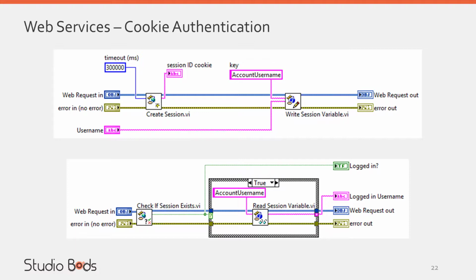As soon as you create a session, you can also write session variables. Here I'm writing the account username variable, where I put the username of the user that logged in. When I receive a new request on my web service, I check if a session exists. If a session exists, it means that the user logged in, because the only way I create a session is when I receive good credentials. If it exists, I read the account username variable, and I know who is making the request. Okay, so that's how we manage the authentication in the web service.